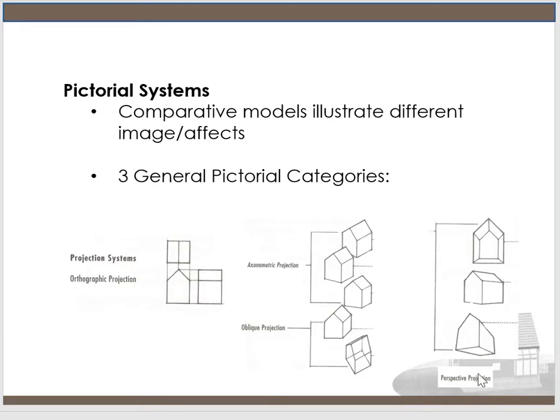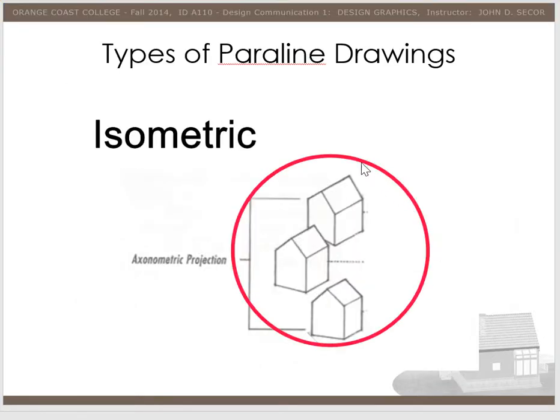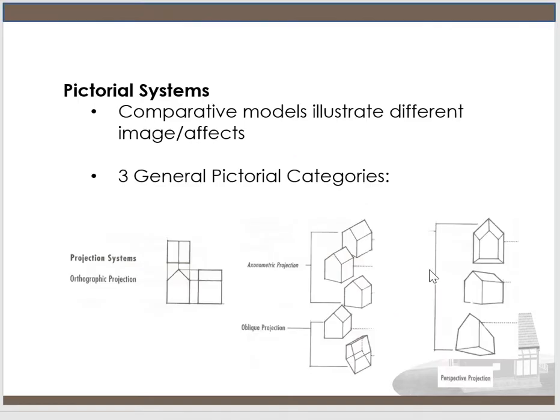Now in perspective, it's a little different because this is the most realistic three-dimensional form. There's 1-point perspective, 2-point perspective, and 3-point perspective. However, we're not going to discuss that. You will have a course that will go into that in further detail. But what we want to discuss is more these axonometric viewpoints. So the isometric is this top one here.